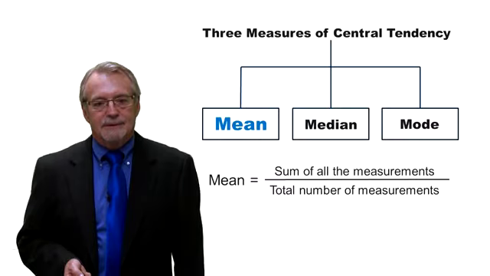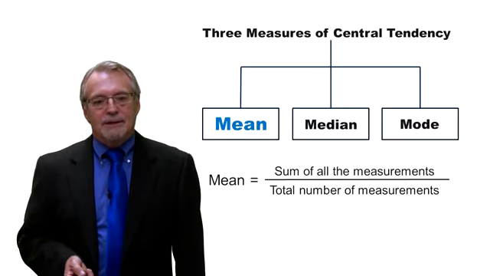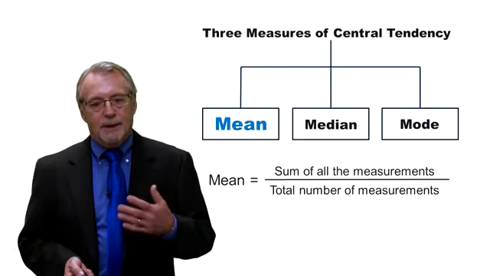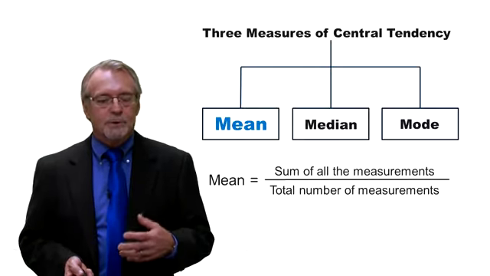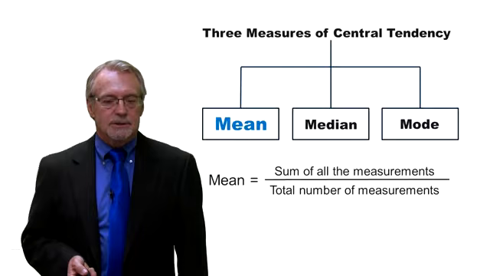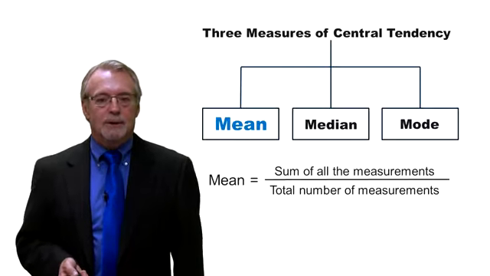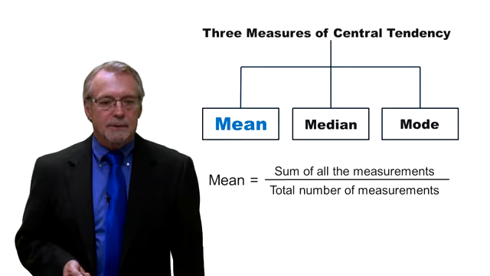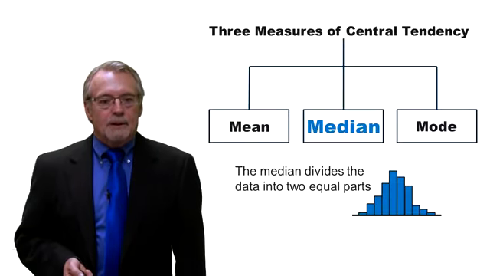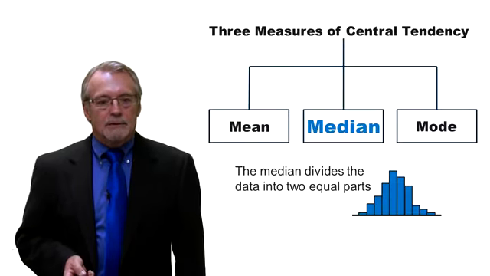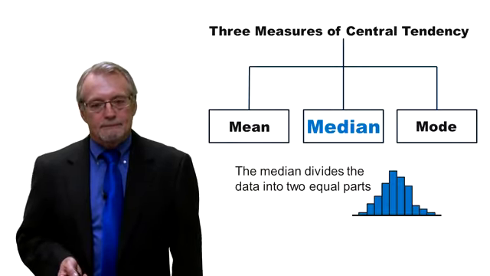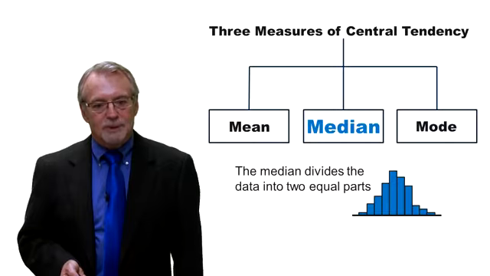Mean. The mean is the sum of all the measures divided by the total number of measures, which means what we're looking at is the average. And most of the time when people talk about we're going to look at the center of something, we're talking about the mean. Let's just examine the mean one more time. Mean is just that average piece.